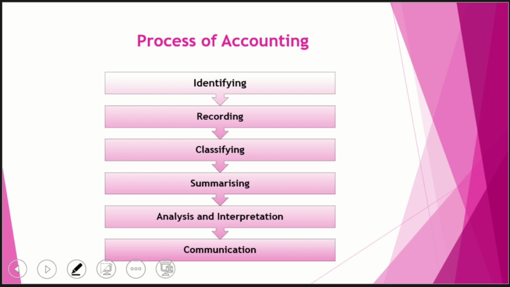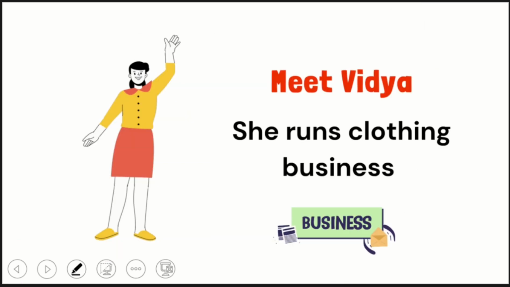So we have a series of steps to be followed by a business entity to record business transactions. That includes identifying the transactions as the first step, recording those transactions, classifying, summarizing, analysis and interpretation, and communication. So this is how the process is done. This is how the steps are to be carried out. Let us understand more by looking into an example.